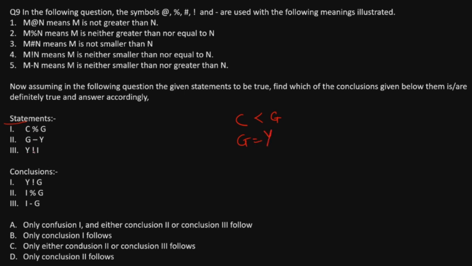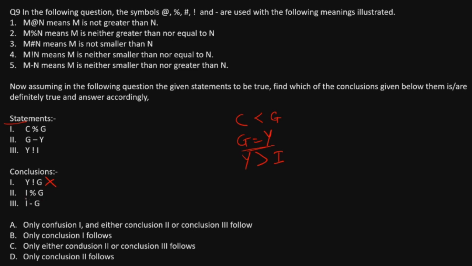Then Y exclamation mark I. Here it says that Y is neither smaller than nor equal. It's not smaller, not equal, that means Y is greater than I. So the conclusion we can see: Y exclamation G, that is, Y is neither smaller nor equal. No, it is equal to G. So conclusion one is wrong.